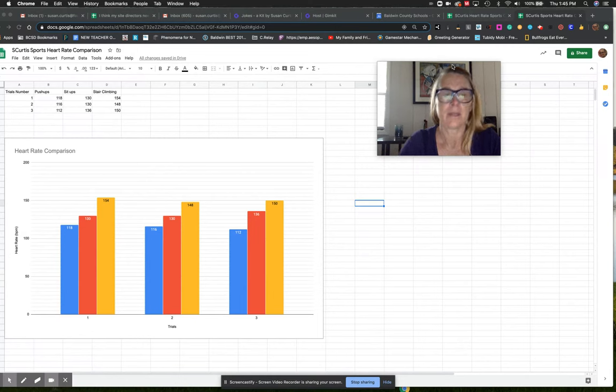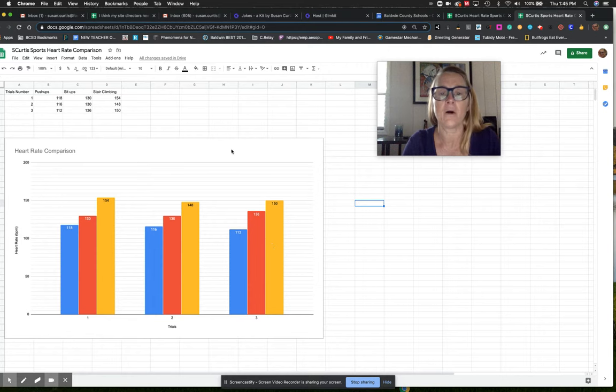This is what it's going to look like when you're done. Notice it has the title, it has a vertical axis subtitle about what you were measuring, and it has at the bottom the trials, like first time you did it, second time you did it, third time you did it. All right? So this is what you need to do. This is not hard to do.